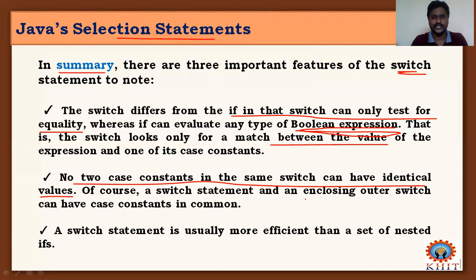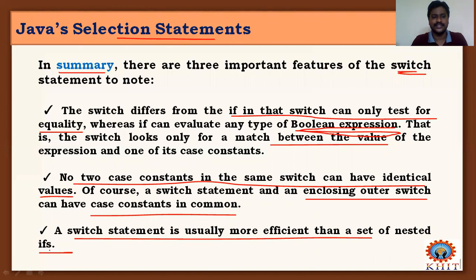Of course, a switch statement and an enclosing outer switch can have case constants in common. When we have nested switch cases, we may have common case constant values. That is quite natural. A switch statement is usually more efficient than a set of nested ifs, because nested ifs are somewhat clumsy in checking nested conditions, but a switch usually gives a more efficient solution.